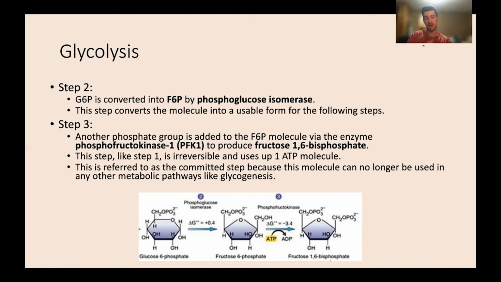So when we're at step 1 and we convert into G6P, there actually are a few other different processes that G6P can undergo besides glycolysis, including the pentose phosphate pathway, which we're going to talk about in a little bit as well. But once we get to step 3 and we convert to fructose 1,6-bisphosphate, there's nothing else that this molecule can do except finish glycolysis. So that's why we refer to step 3 as the committed step.